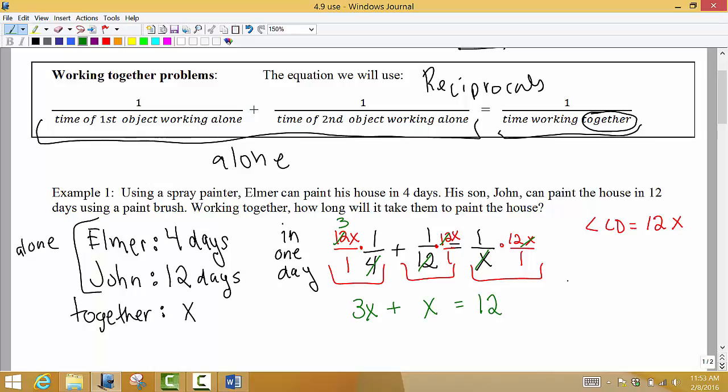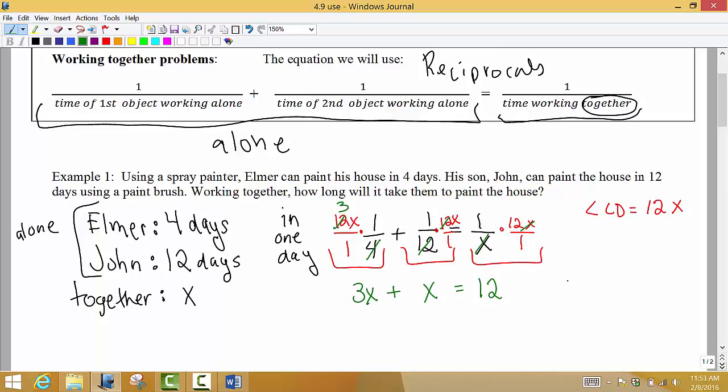So now we have an equation with no fractions in it, which is exactly what we want. It's a linear equation because x is just raised to the power of 1. So I'm going to add my like terms, and then I'm going to divide by 4.